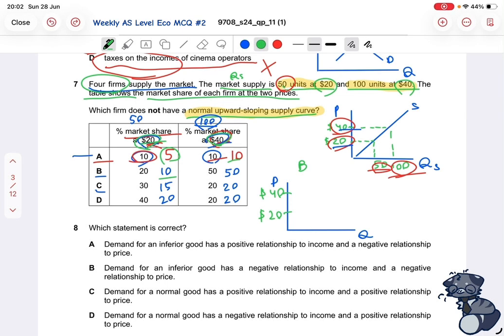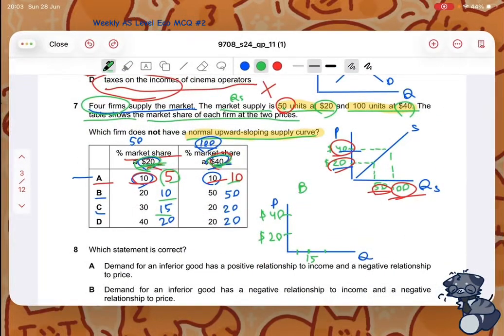Firm C says that at $20, we have 15 units supplied, right here. And at $40, we have 20 units supplied. So let's assume that this is 10, so we will have 20 right here. At $20, it will be 15 units. At $40, it will be 20 units. So that seems like an upward sloping one too. So it must be the last one.